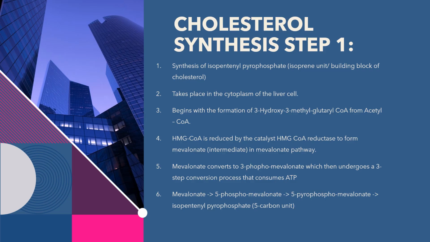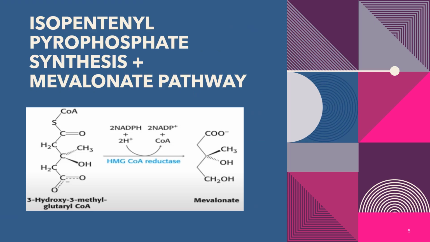a cholesterol molecule. Mevalonate converts to 5-phosphomevalonate, which then undergoes a 3-step conversion process, all of which consumes 1 ATP for a total of 3. It then converts to 5-pyrophosphomevalonate, and then finally isopentenyl pyrophosphate, which contains 5 carbons.